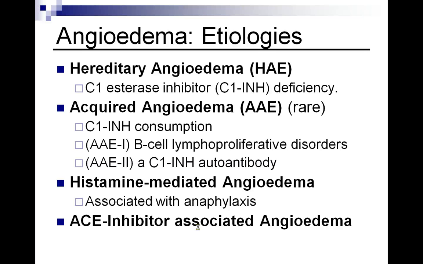And immunologists like to break down the acquired angioedemas into two types. Type 1, which is sometimes involved with a B-cell lymphoproliferative disorder, or angioedema type 2, which is an autoantibody that attacks the C1 esterase inhibitor. Again, these are all pretty rare. Then we have the histamine-mediated angioedema, and this is what we think about in patients who have anaphylactic reactions and they get swelling in their airway. And finally, there's ACE inhibitor-associated angioedema, which seems to be an entirely different phenomenon in and of itself, and we're going to discuss that a little bit more in the upcoming slides.